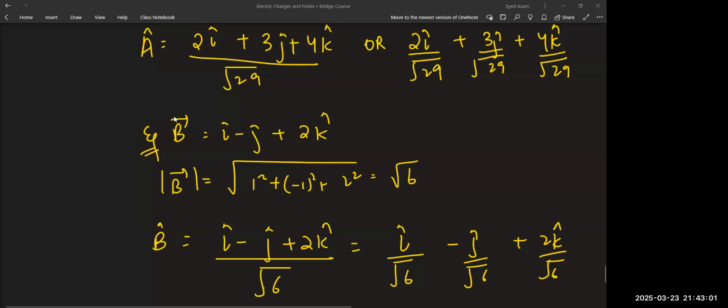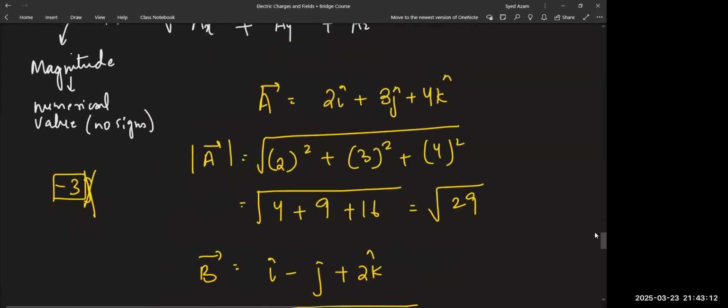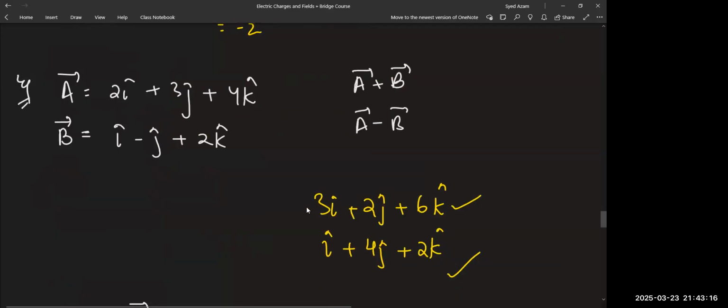Okay, Abyaz. Now, one thing. See, you practice a question by yourself. We have discussed these examples separately, right? A cap we have discussed separately and B cap. Now, what you do, you have already calculated A plus B. So you tell me, I'm giving you these vectors again. You tell me what's the magnitude of A plus B? What's the magnitude of A minus B?